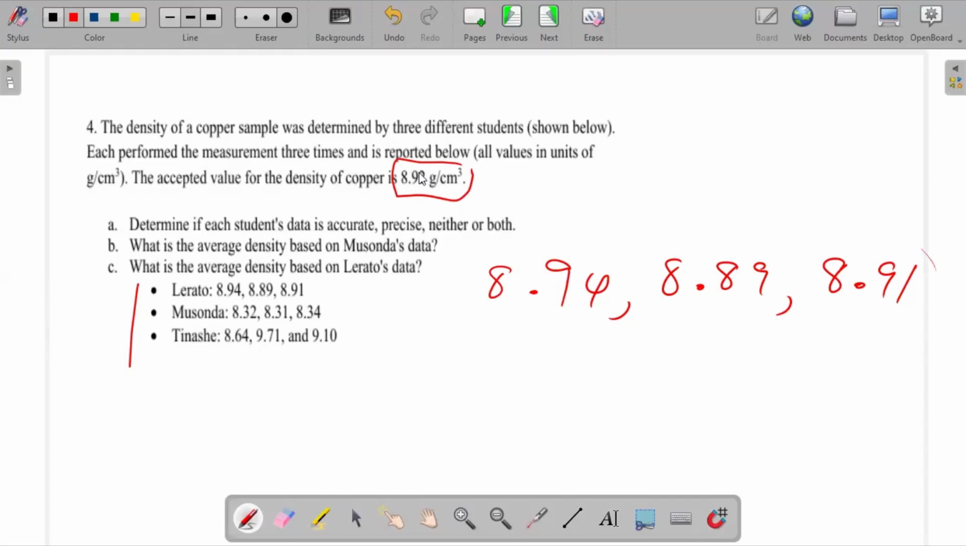What of precision? Is it precise or not? No. Is it precise?